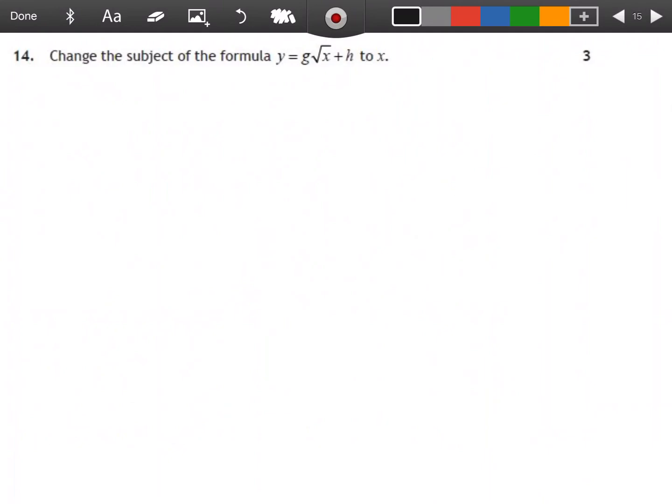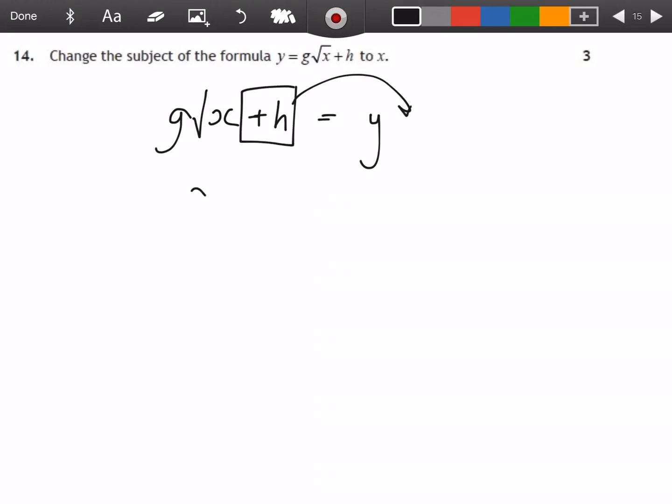Change the subject of the formula, and we're changing it to x. x is currently on the right hand side, so what I tend to do with a question like this is write g root x plus h equals y. Switching the whole thing around does nothing to the actual positives and negatives, okay? Move one thing over at a time. The last things you move are the things that are stuck to the x. That plus h is not anything stuck to the x, so I'm going to move that first. Leaves us with g root x equals y, take away h.